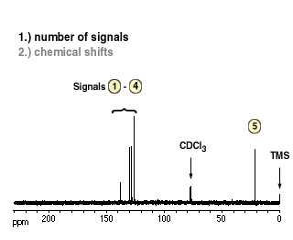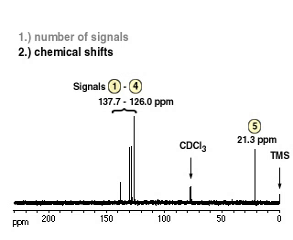The sample leads to 5 signals in this spectrum, indicating 5 sets of equivalent carbons. Signals 1 through 4 have chemical shifts between 137.7 and 126 parts per million, which fall into the region for aromatic, vinylic, or nitrile carbons. Signal 5 has a chemical shift of 21.3 parts per million, which falls into the aliphatic region.